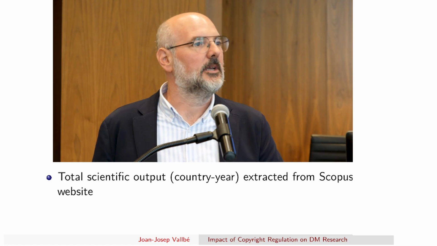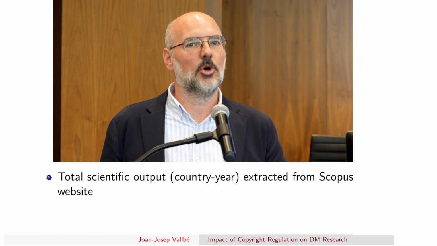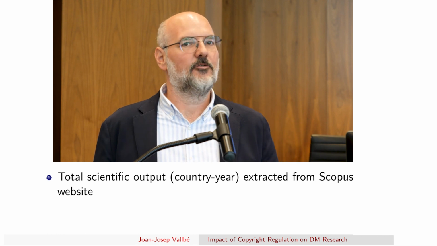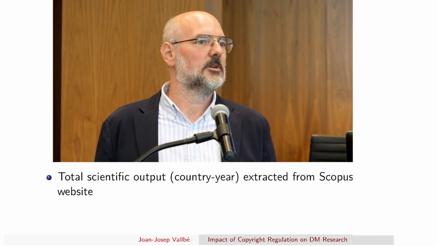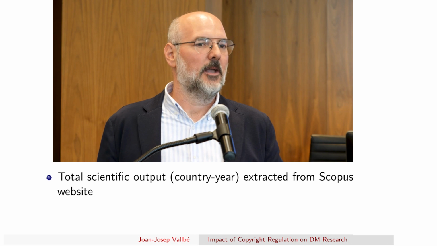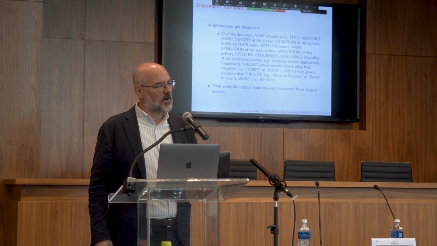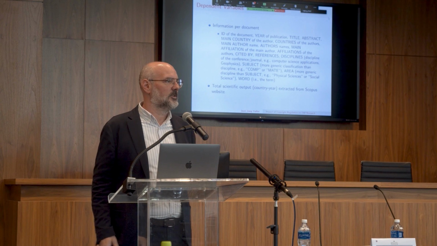And then separately, we also gathered the total scientific output for all the countries for each year from the same database. So Scopus also allowed us to get data that gave us the idea of how much science each country produces each year. With those different sources of data in our hands, we could also build the share that TDM research represents over the whole scientific output of each country.